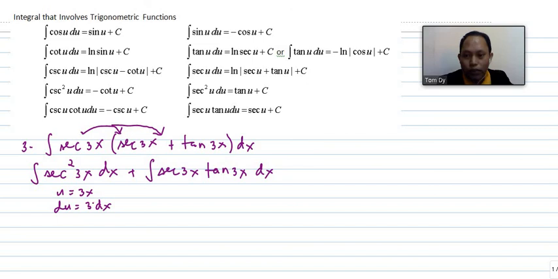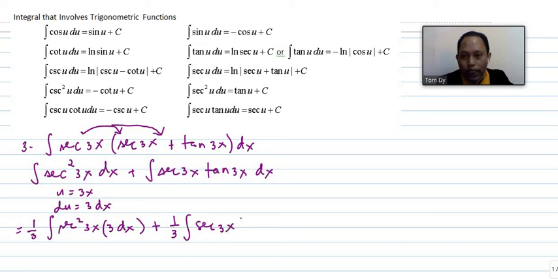So we must put a multiplier which is the reciprocal of 3. Rewriting this one, since this is 3, I will write its reciprocal, 1/3 integral of secant squared 3x times 3 dx. This is our du. And then this one also, we have a multiplier of 1/3, the integral of secant 3x tangent 3x times 3 dx.